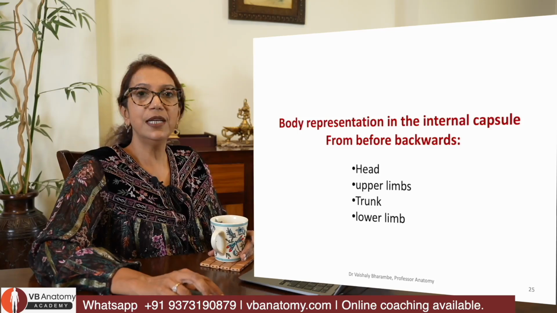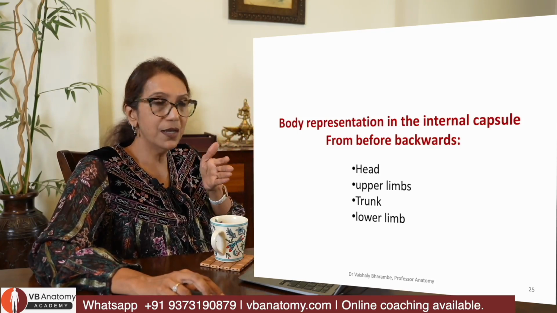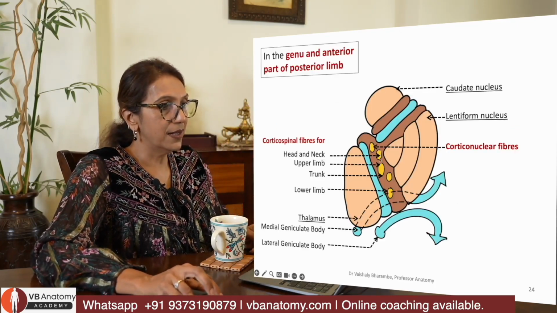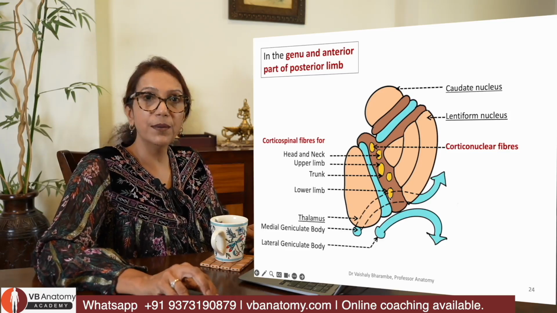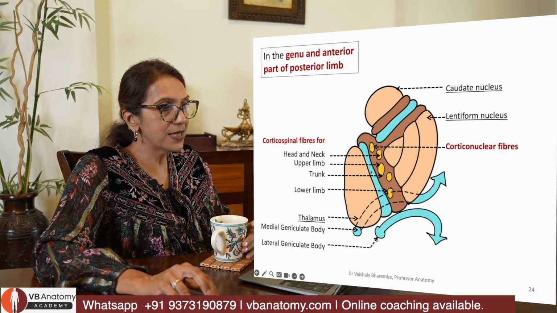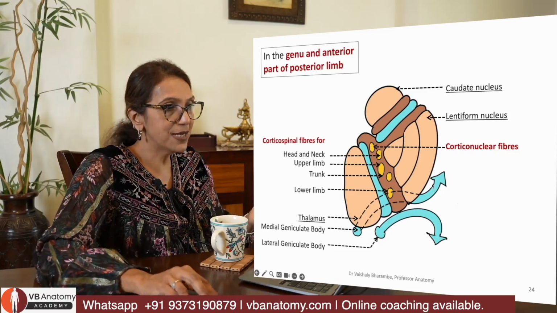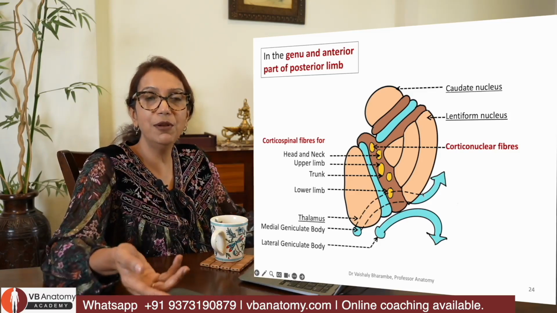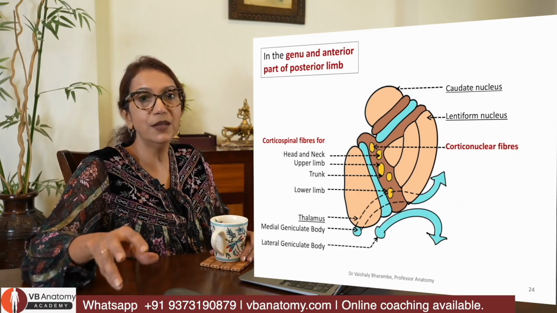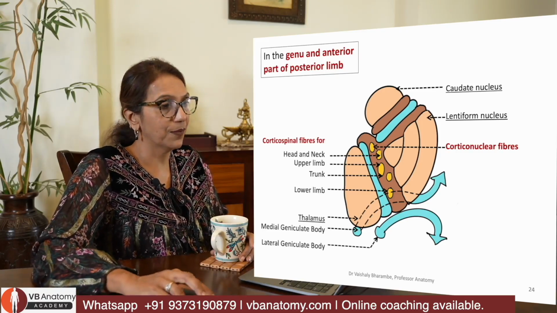So, the body in the internal capsule is represented as head, upper limb, trunk, lower limb. I'll just show you this. Head, upper limb, trunk, lower limb. That's how the body is represented. Just think, suppose your internal capsule was damaged here. The head and the upper limb will be paralyzed. If it was damaged here, the trunk and the lower limb will be paralyzed. So, knowing exactly which fibers are passing through internal capsule is important to understand lesions.